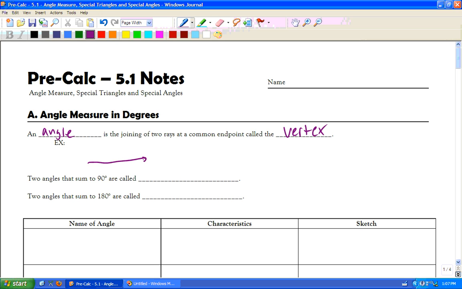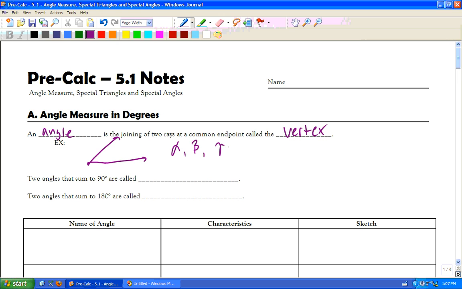So if you take a ray starting at any point, extending out to infinity, and take another ray starting at any point, extending out to infinity, that's one way to think about an angle. When we think about these angles, we're going to be referring to them by different names. That little fish-looking thing is an alpha. The B looks like a beta.